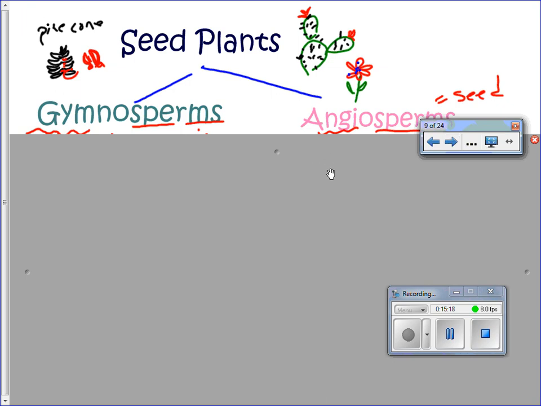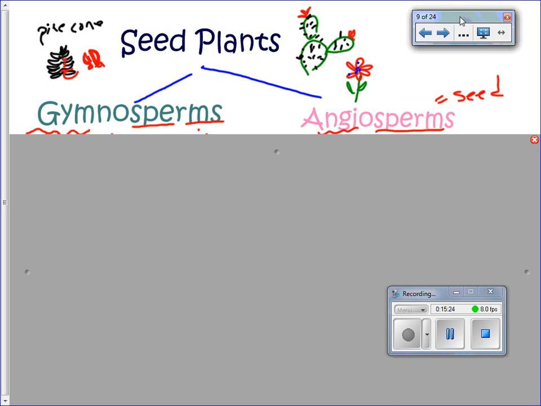Next. Okay, seed plants. This week we are talking specifically about seed plants, and the seed plants are broken down into two major groups, the gymnosperms and the angiosperms. Now don't panic, because the word sperm actually means seed. So angiosperm, gymnosperm. So then we have to figure out, what does gym mean?